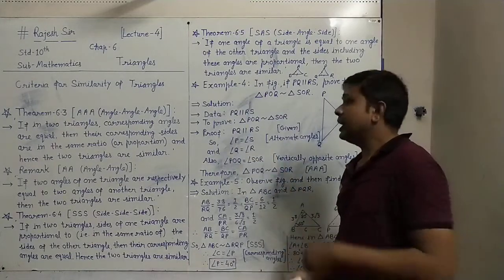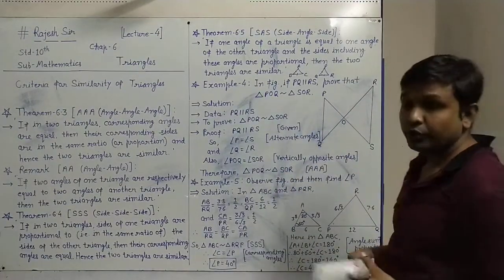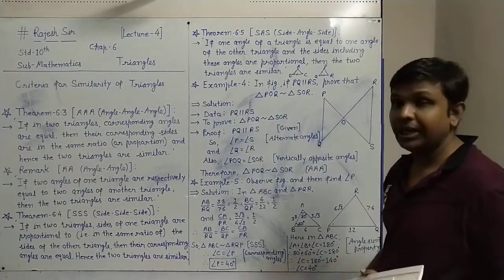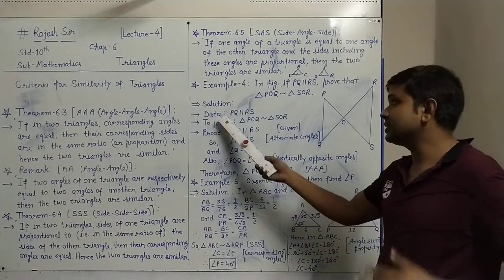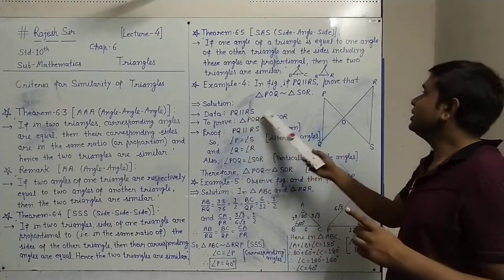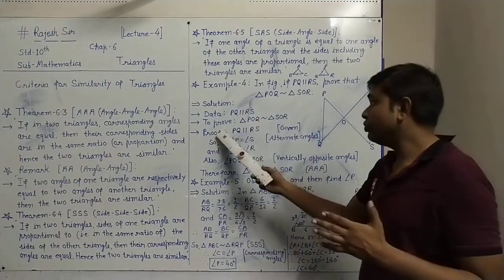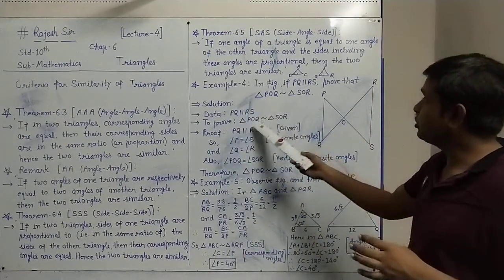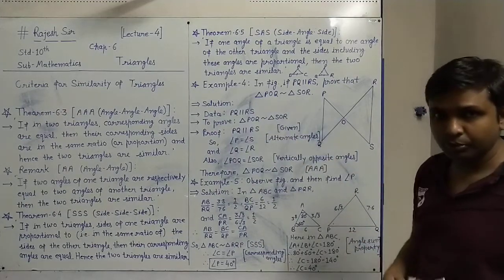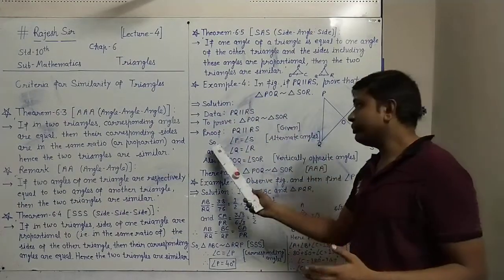So in the solution, as we write in that type of questions, data, to prove and proof, we will write first. So what is data? That is the given thing. In this, given is only PQ parallel RS. What is to prove? We want to prove triangle POQ is similar to triangle SOR. So the proof we will give now.